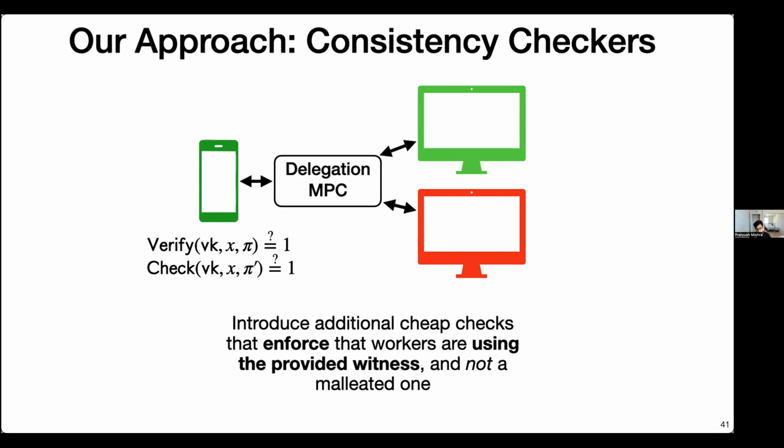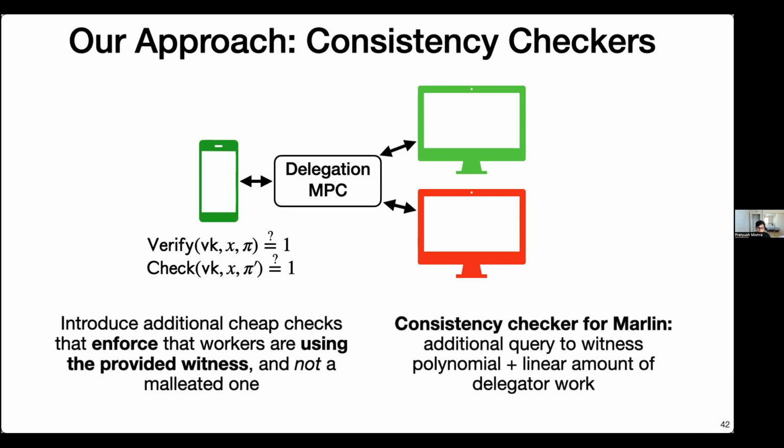Yeah, so it's a bit more involved. But we designed this consistency checker for Marlin, and what we were able to get was that we only make one additional query to the witness polynomial, and then there's a little bit of additional linear number of multiplications for the verifier, for the delegator, to check that this witness polynomial is actually consistent with the honestly generated polynomial. But it's very cheap, and in evaluations, adding or removing this consistency checker made no difference to the overall costs at any point, like communication.